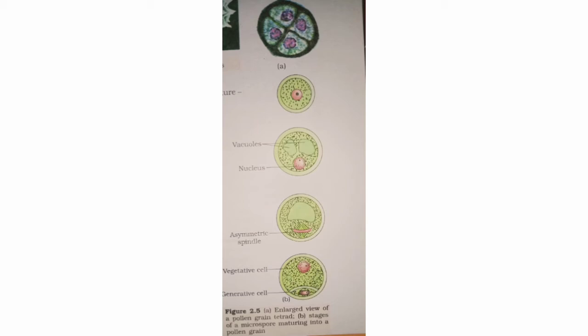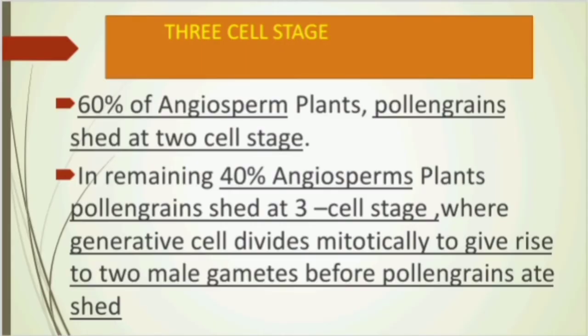And the function of this vegetative cell is to store food, that is, it is the food reservoir. So it is going to donate the food which is required for the developing male gamete. Is that clear? So now we're going to see the formation of the three cell stage. In most angiosperms, that is in 60% of angiosperm plants, the two cell stage is sufficient for fertilization to be possible. That means the pollen grains can shed at the two cell stage, so that they fuse with the egg and give rise to a process called fertilization.